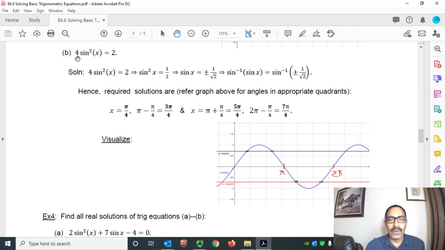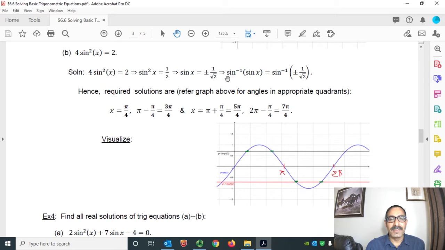Divide both sides by 4. We have sine square x equals 1/2. Take the square root of both sides. Sine x equals plus or minus 1/2. So that means we have sine x equals plus 1/2 and sine x equals minus 1/2. First, sine x equals plus 1/2. So we find the angle in the first quadrant and in the second quadrant. Similarly, for sine x equals minus 1/2, we find the angle in the third quadrant and in the fourth quadrant. So we have a total of 4 answers here.